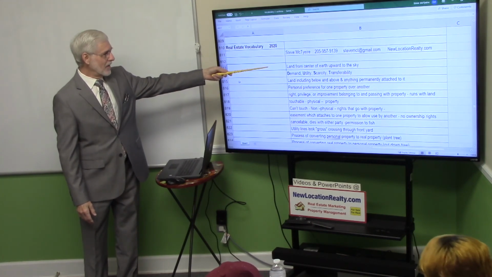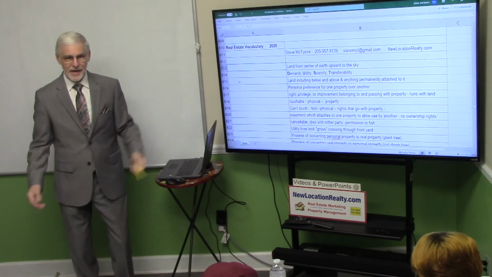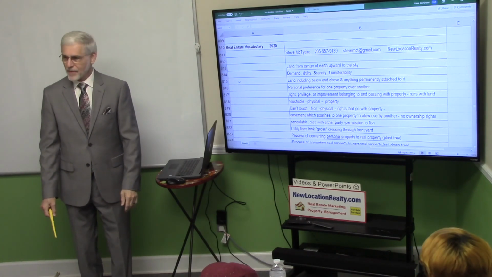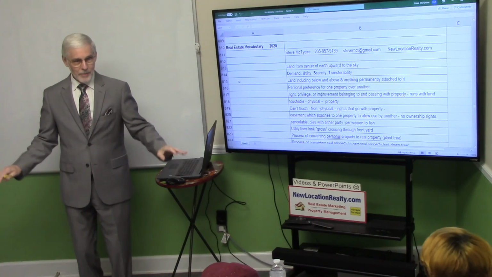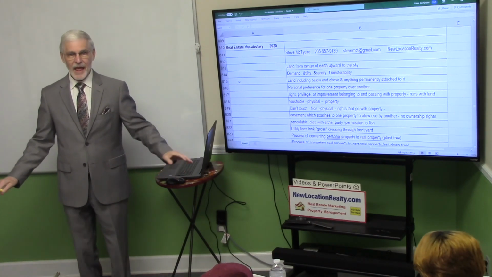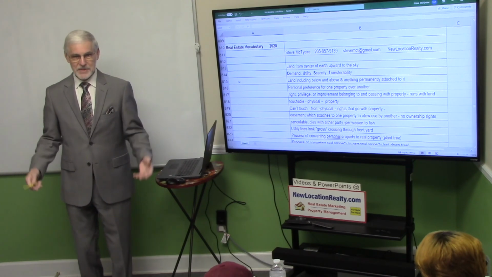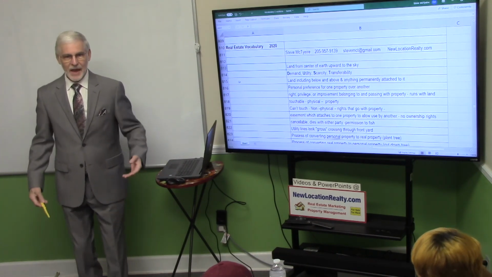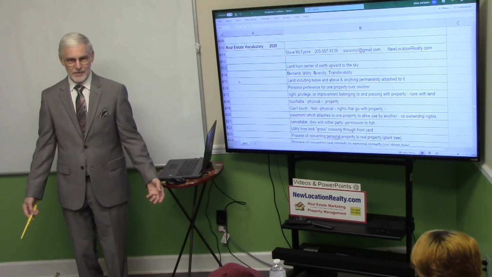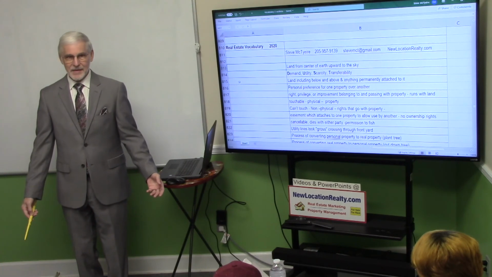Land from the center of the earth upward to the sky. What is that called? Real property. Well, it's not real property. Land. Upward to the sky, we stand on the land. Right. Okay. If we're standing on the land, that's real property. See how this is going to work? That makes sense.